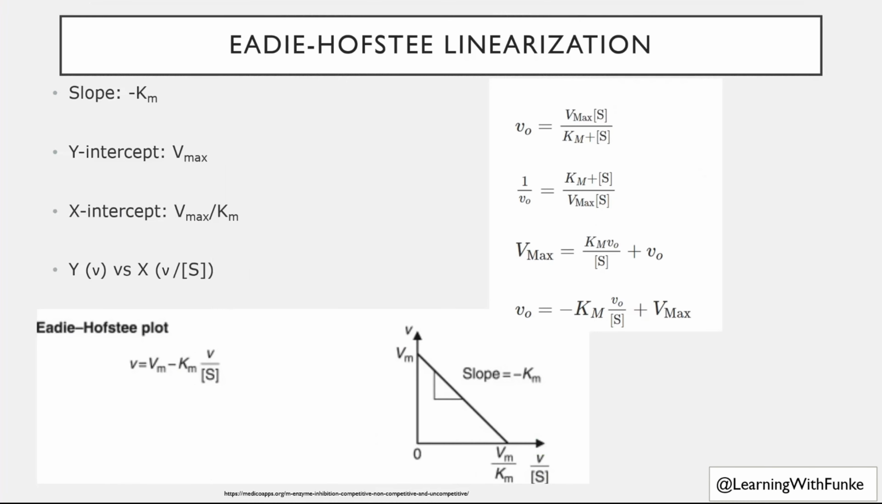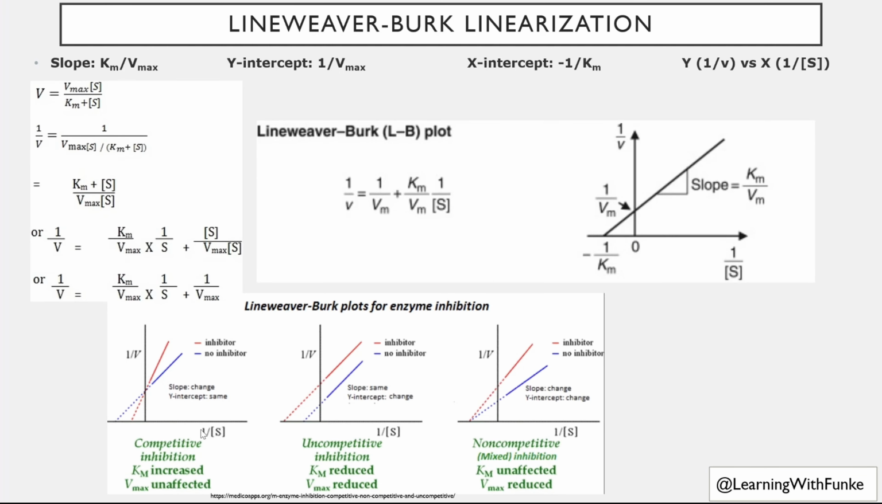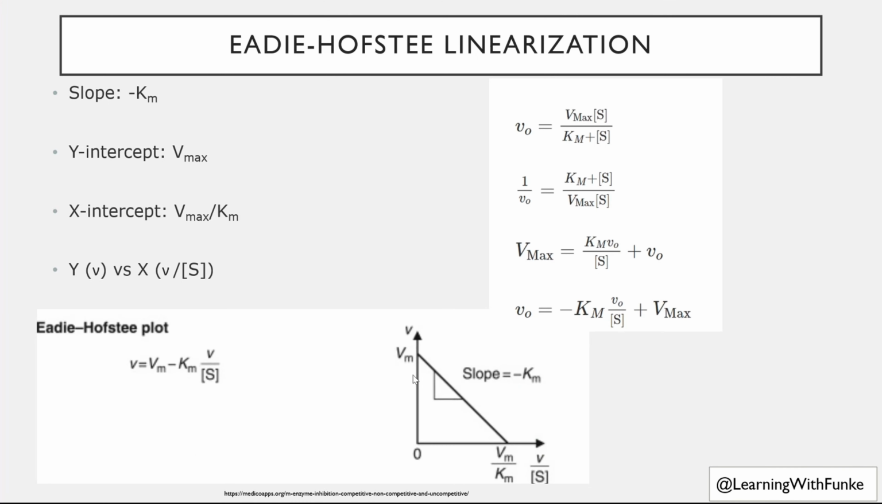I'm going to go on to the next one, Hofstee. And in this case, I've shown also how the linearization works. Once again, we start by inversing both sides. However, in this case, pay attention to the y and x axis. In Lineweaver-Burk, we had the inverse reciprocal plot, right? We had 1 over v versus 1 over s. And in the Hofstee, we have v versus v over s, right? Where the y-intercept is Vmax, your x-intercept is Vmax over Km, and your slope is negative Km.